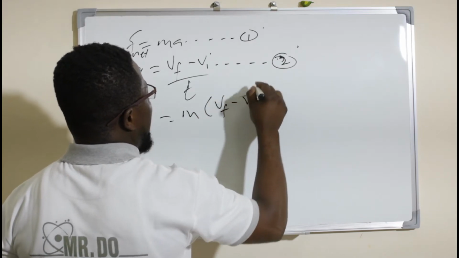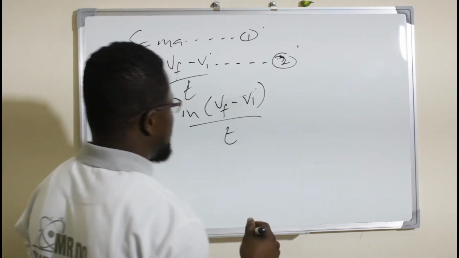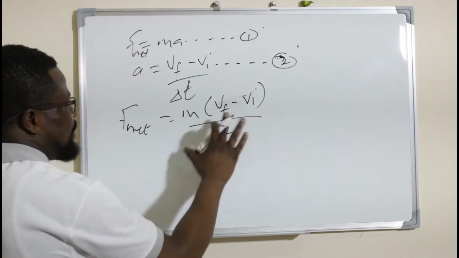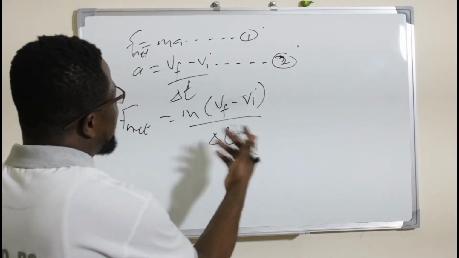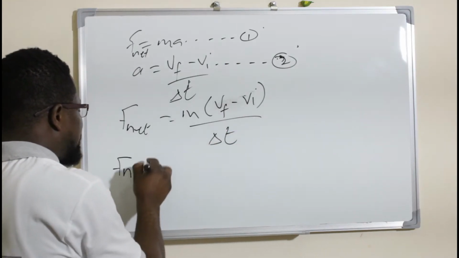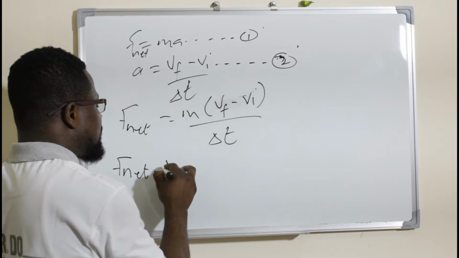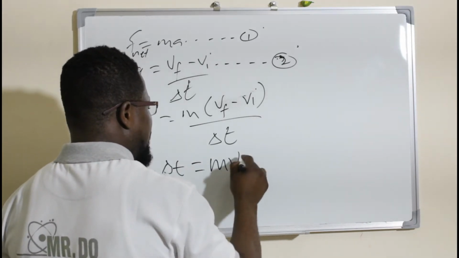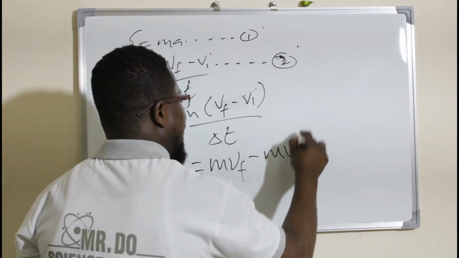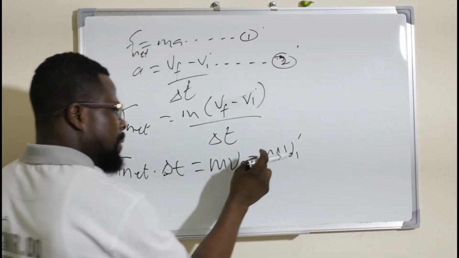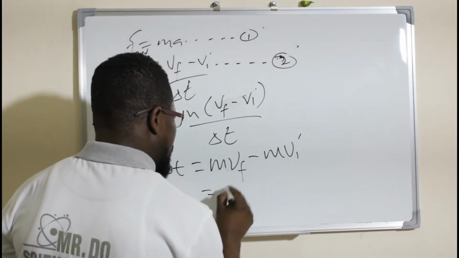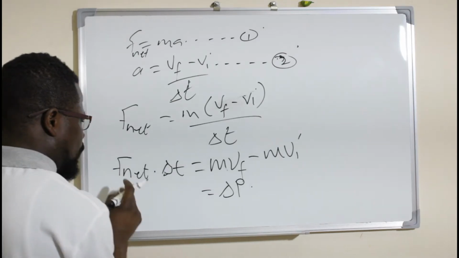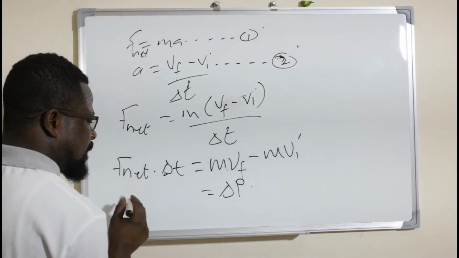Vf minus Vi divided by the change in t. Let me put change in t there. If I have it this way, this simply implies that F net multiplied by change in t is equal to mVf minus mVi. What is mVf minus mVi? It is the change in momentum. And what is F net multiplied by the time?